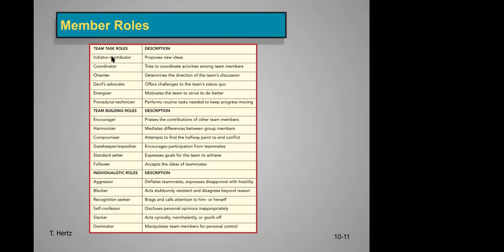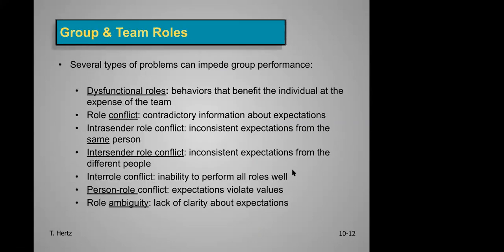When you're going through these, you can see these are the typical things that people will do in a team. You have the initiator proposing new ideas, the energizer motivating the team. The social roles include things like the compromiser, the encourager, the standard setter, even a follower, so important in a team. The individualistic roles inhibit team performance. Those include things like the social loafers, the aggressors, the dominators, the braggarts, the self-confessors, just constantly telling how they do things so great and they're not thinking about the team, right? So problems can impede group team performance. All dysfunctional roles are problematic, and anybody displaying those dysfunctional roles is impeding the team's performance.